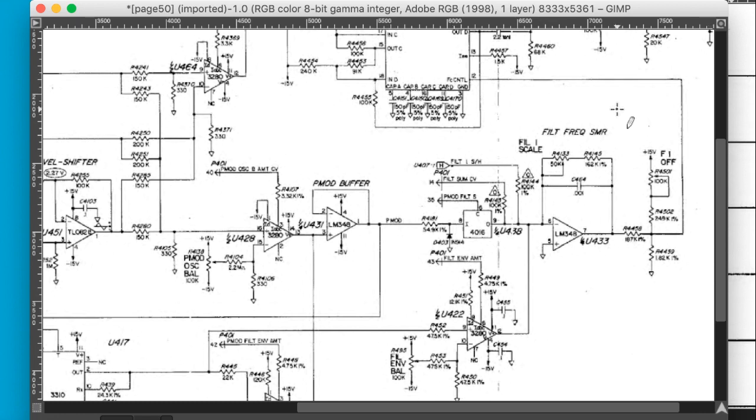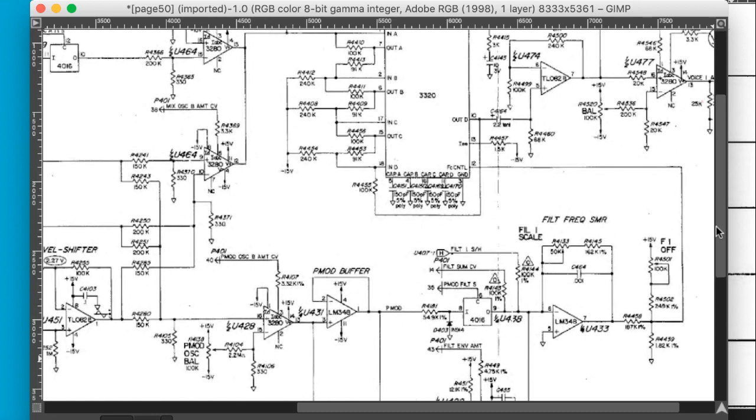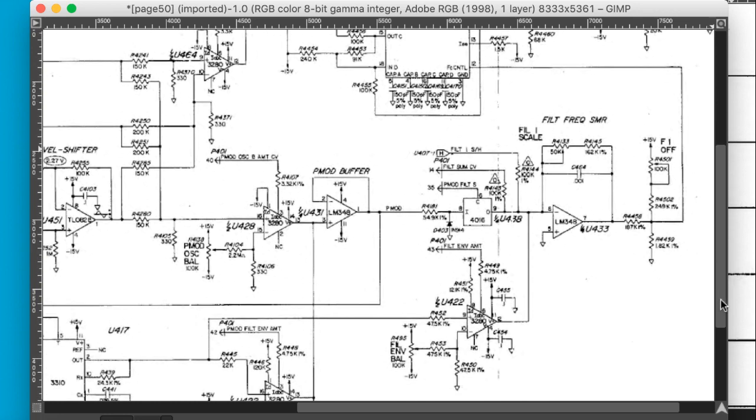Okay, so let's work our way, allergies. Anyway, here's the frequency controlled input of the 3320 filter chip. That's the VCF chip.